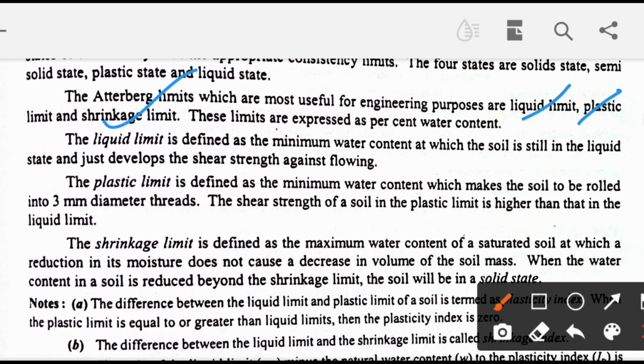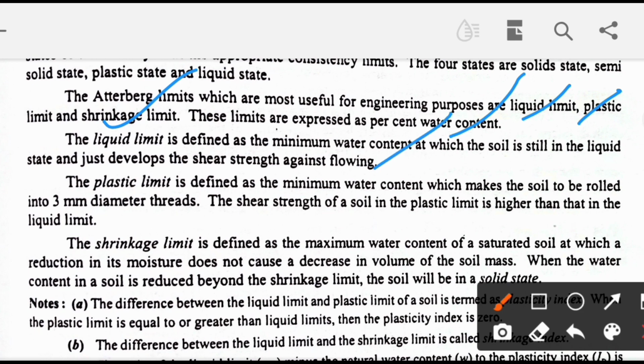These limits are expressed as percent water content. The liquid limit is defined as the minimum water content at which the soil is still in the liquid state and just develops the shear strength against flowing.